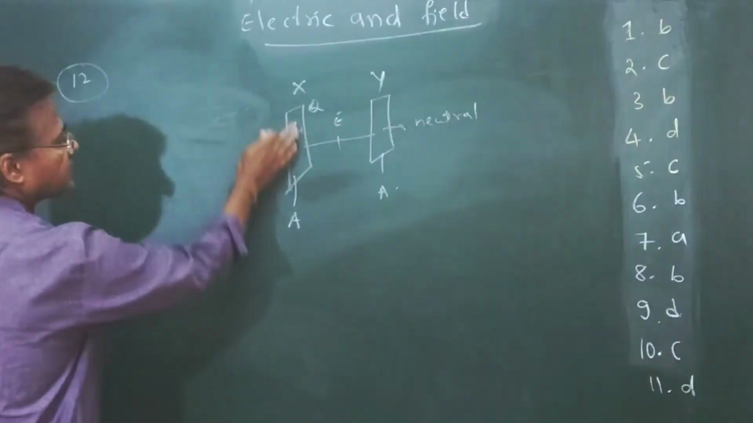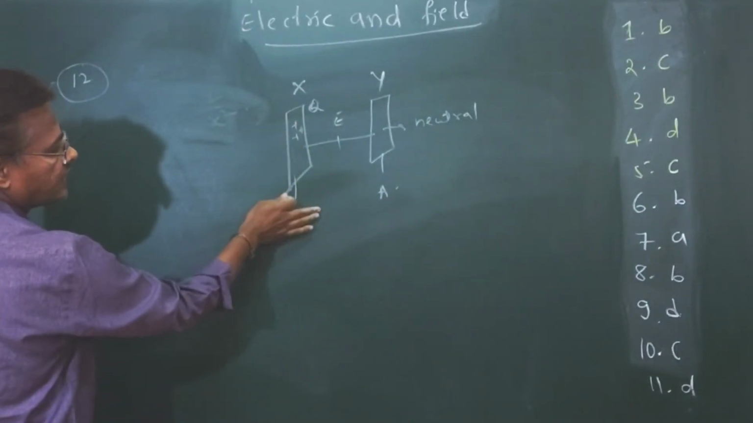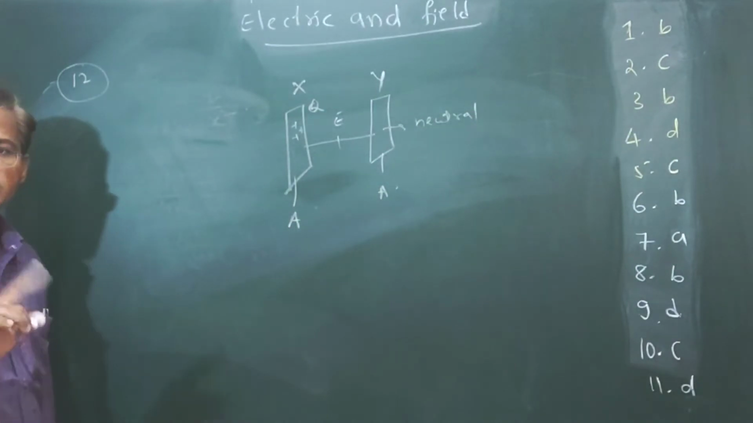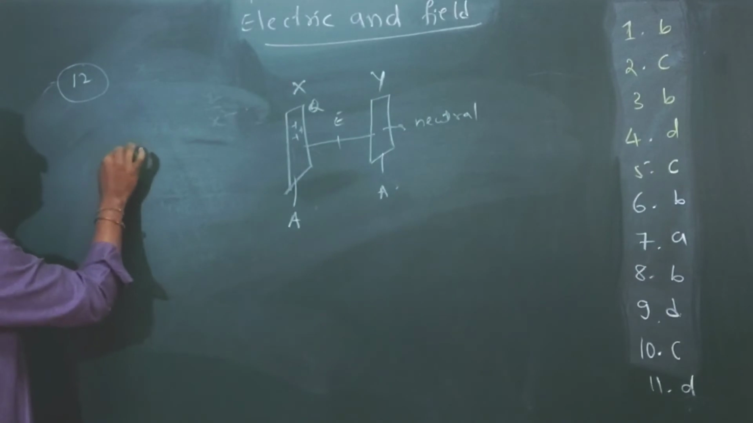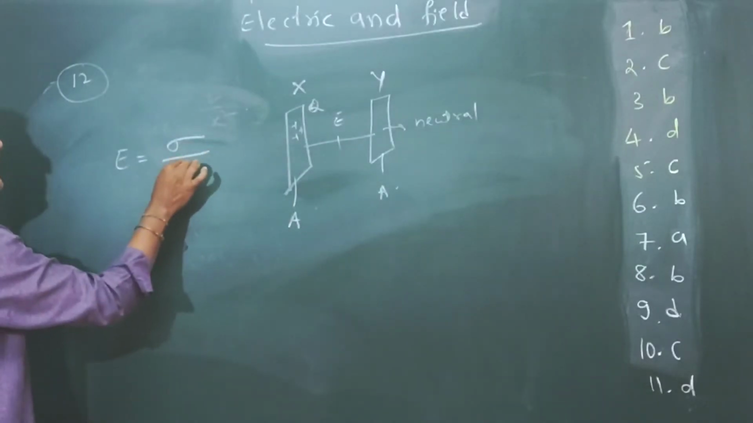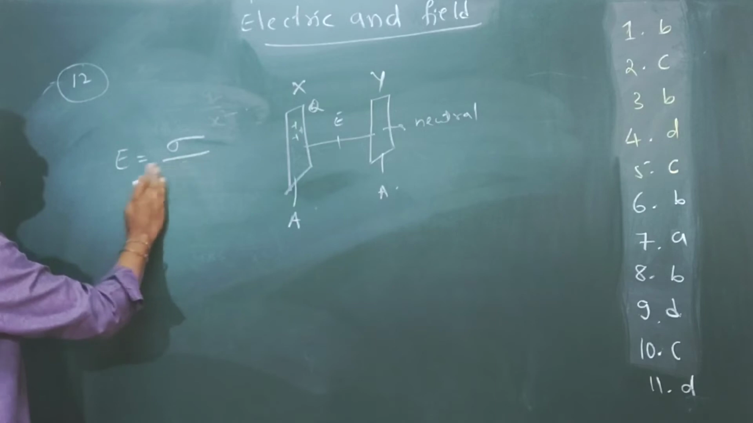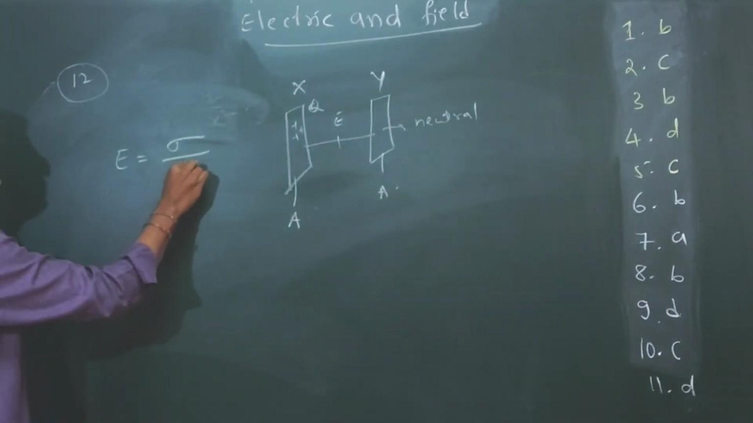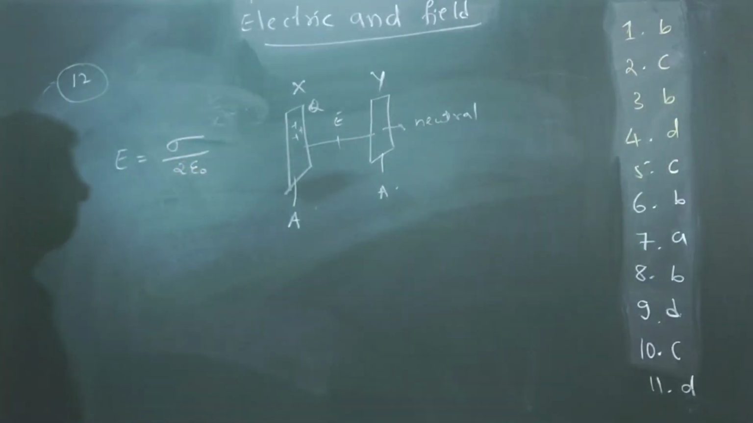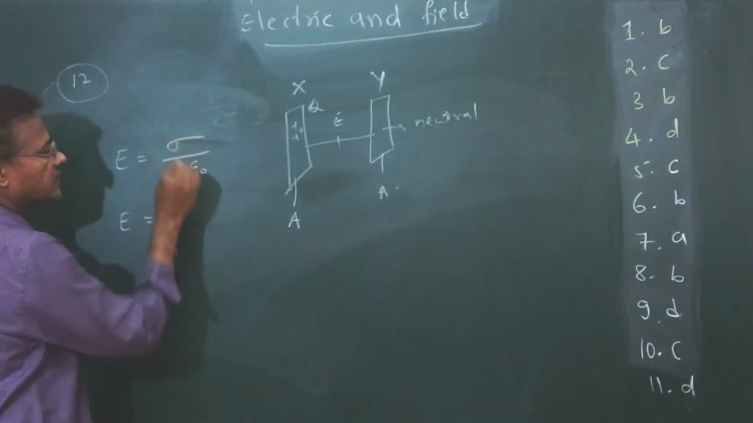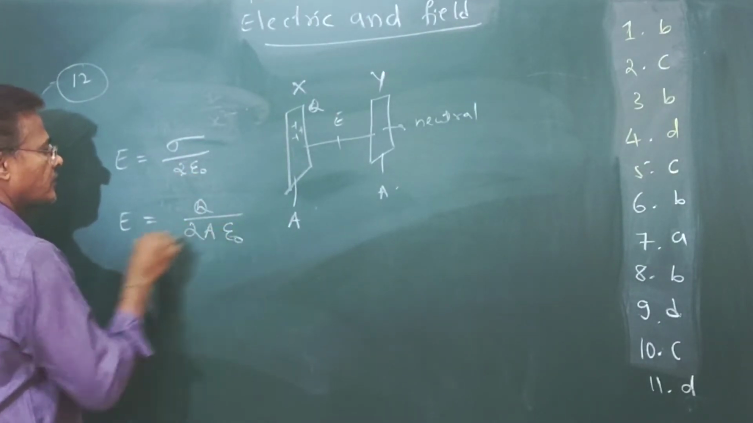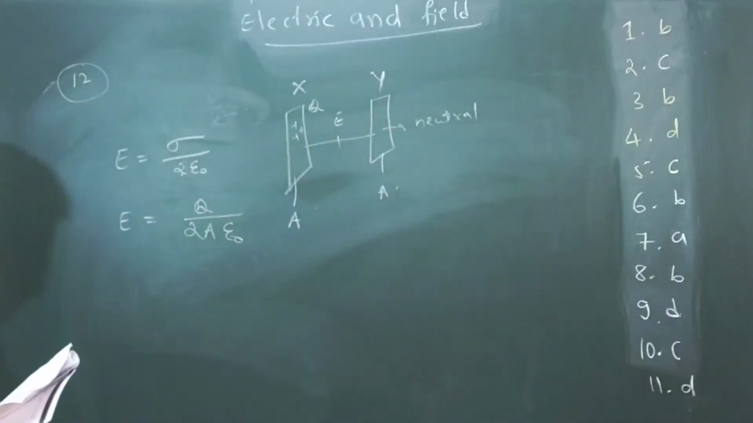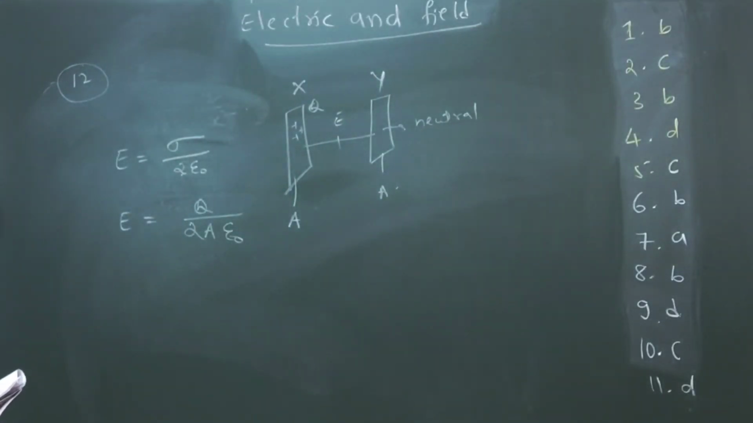So this is the surface charge density. One side it is A, the other side it is A, so the total area is 2A, we are taking it. As we know, the field is surface charge density divided by 2 epsilon naught. The surface charge density is Q divided by A. So the answer we are getting is Q by 2A epsilon naught.